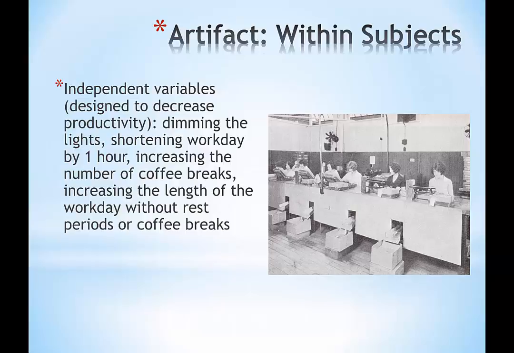And so you can see here on this screen some of the variables that were tried to decrease productivity. These were usually done for at least 2 weeks, and so you might start 2 weeks in, and then for week 3 and 4, we're going to dim the lights, and we're going to do that for 2 weeks. Then the next 2 weeks, we're going to shorten the workday by 1 hour. All right. Then the next 2 weeks, we're going to increase the number of coffee breaks. And again, remember, we got this dependent variable of counting the number of telephone relay switches. And so you can see the different variations.